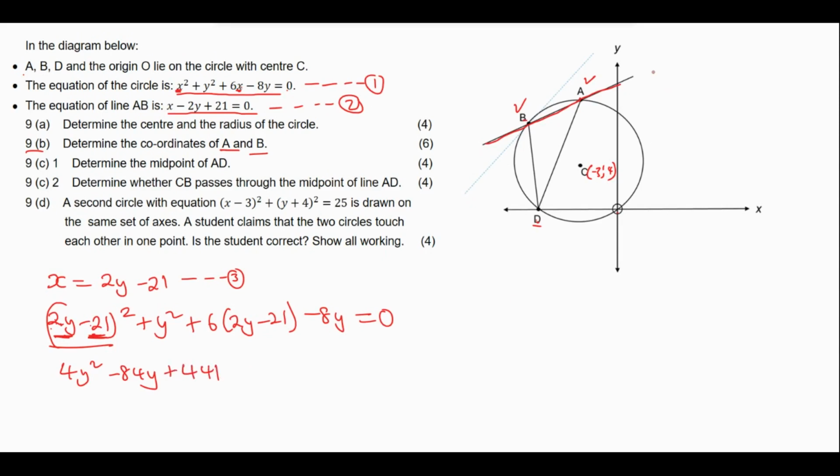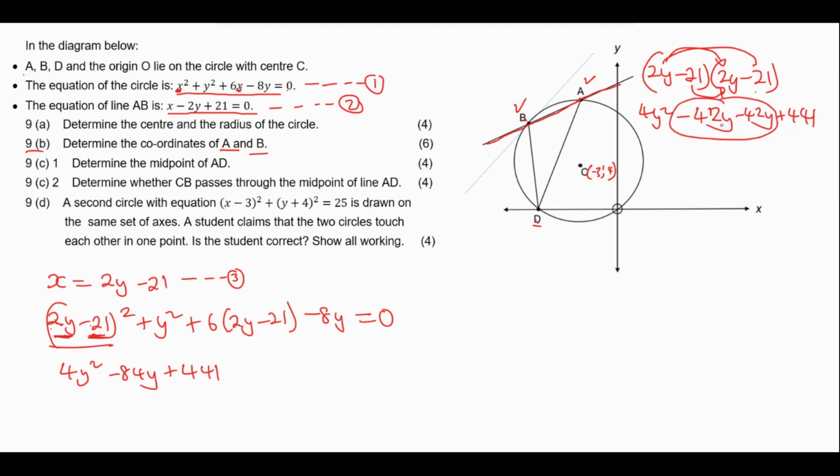Let me show you how you can do it using the FOIL method. You can say (2y minus 21) times (2y minus 21). This is (2y minus 21) squared. So you can say 2y times 2y, which is 4y squared. Then 2y times negative 21, which is negative 42y. Then negative 21 times 2y, negative 42y. Then negative 21 times negative 21 is positive 441. Then this will give you negative 84y, which is just the same as this.